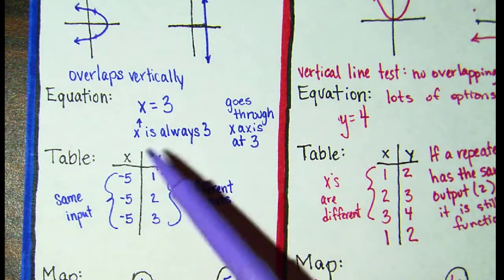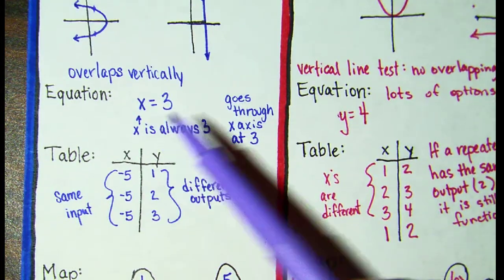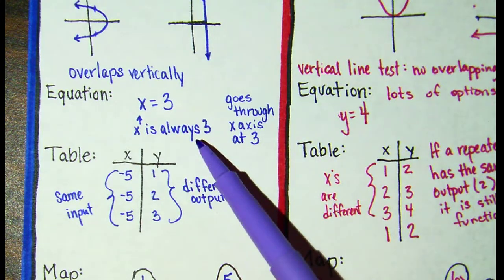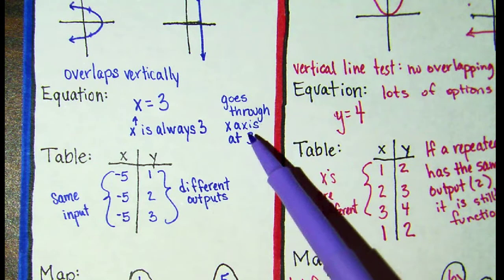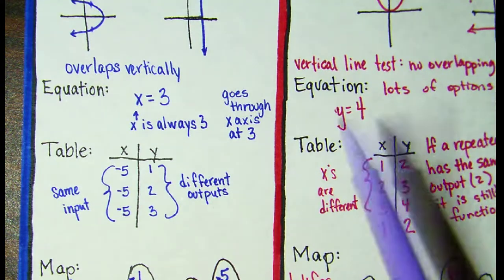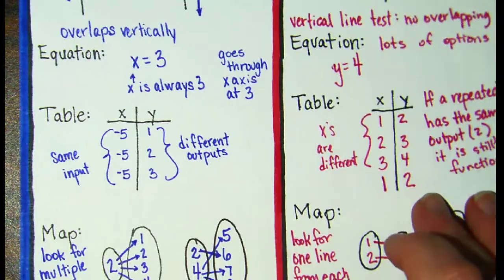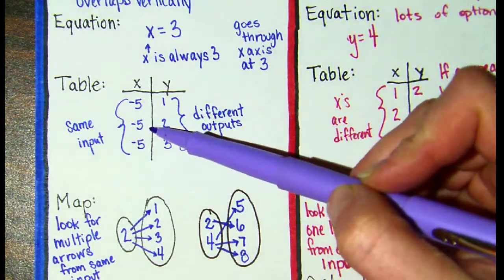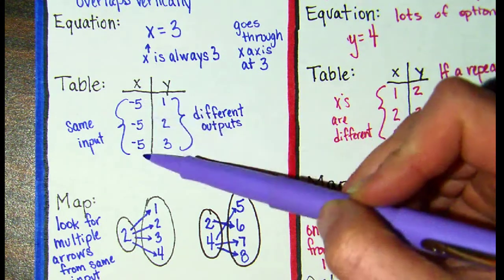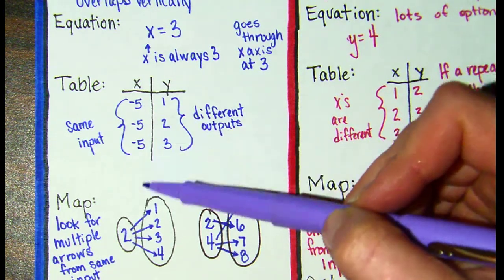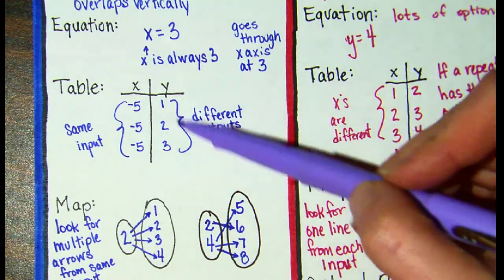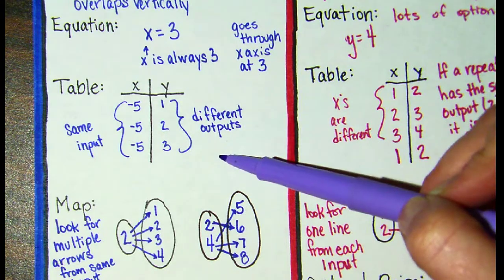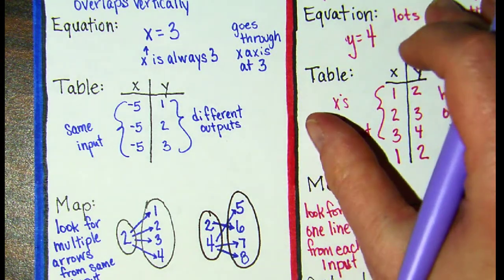Here for an equation, an example of a relation would be x equals 3. That means that x is always 3, and that goes through the x-axis at 3. That's what it would look like on the graph. On a table, what you would see is same inputs, and it could be this is repeated once, or it could be the whole thing is all the same, but your outputs change. So same input will give you different outputs. That's not a function. It's a relation.